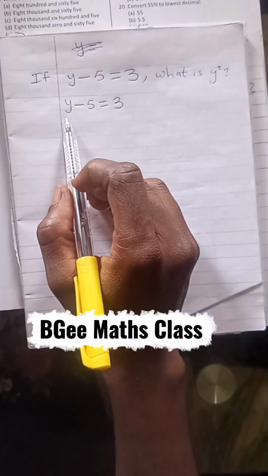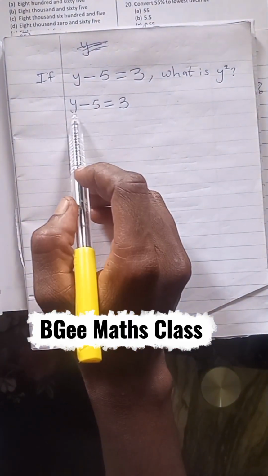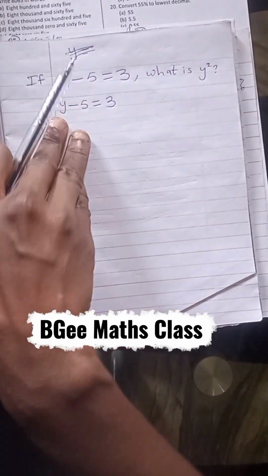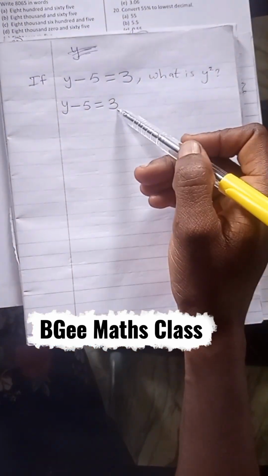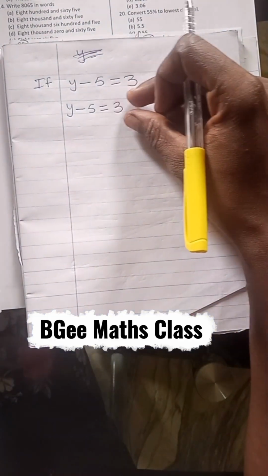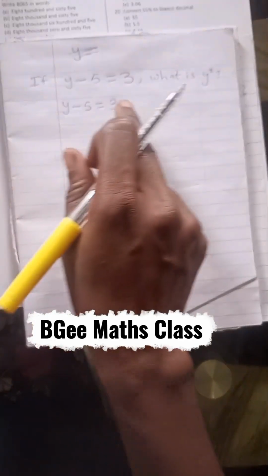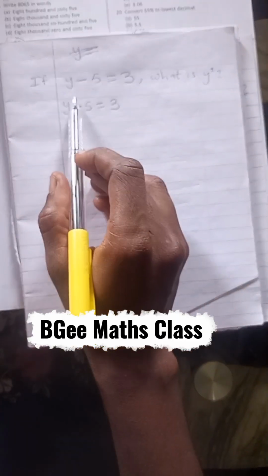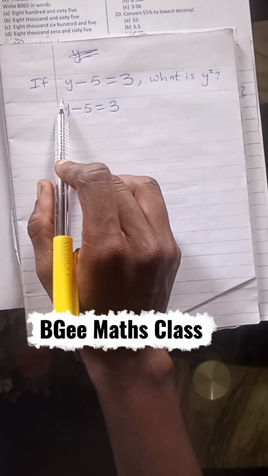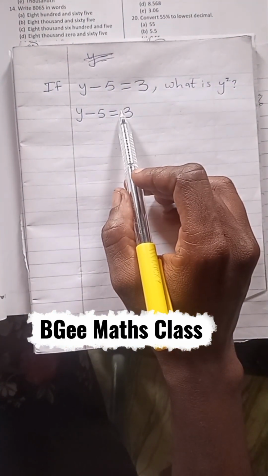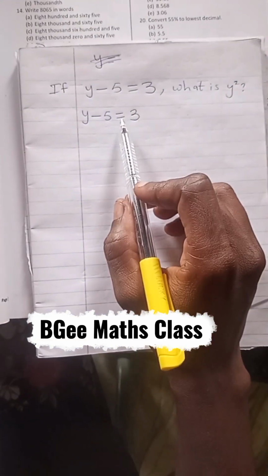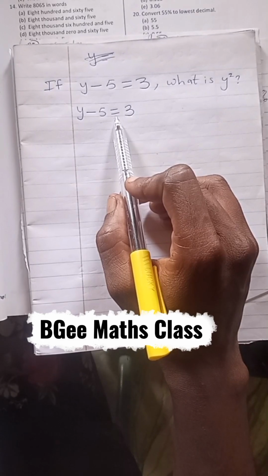Now, I want you to understand something here. y minus 5 is an entity on its own, right? 3 is also an entity on its own. These two entities are separated by this equality sign. So we have y minus 5 together as a whole at this left side, then we have 3 alone at this right side. Both of them are separated by this equality sign.